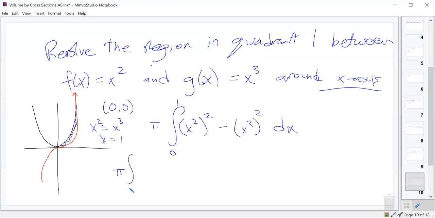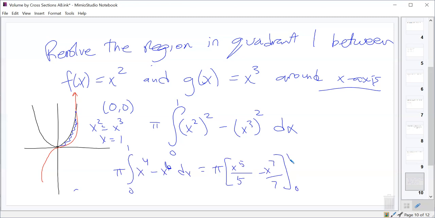Pi times the integral from 0 to 1. x squared squared is x to the 4th. x cubed squared is x to the 6th. And what do we get? We get pi times x to the 5th over 5 minus x to the 7th over 7, from 0 to 1.